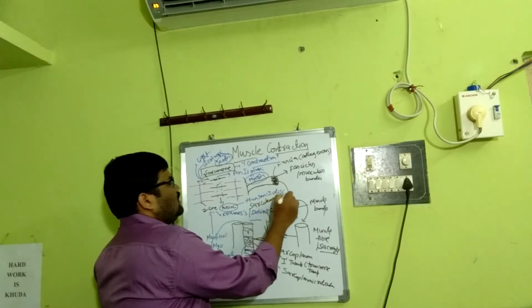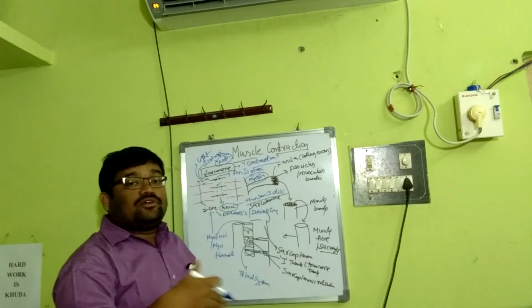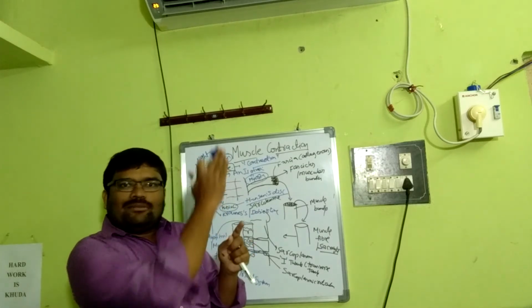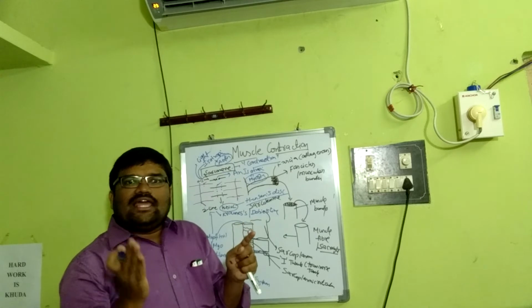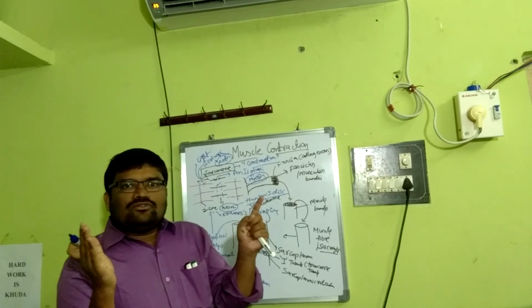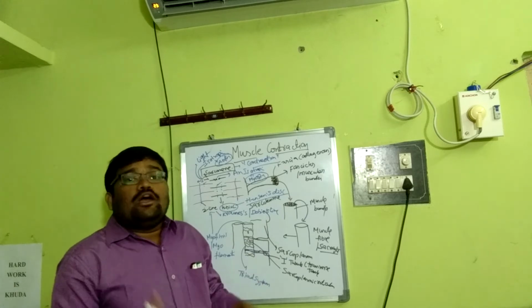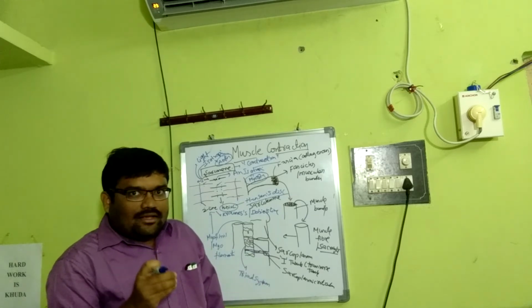This is very important. There are sub-components and terminology you have to remember for better understanding. In the I band there will be a central line called the Z line, in the A band there will be the M line, and the zone between two successive Z lines, otherwise called Krause's membrane or Dobbie's line, is called sarcomere.